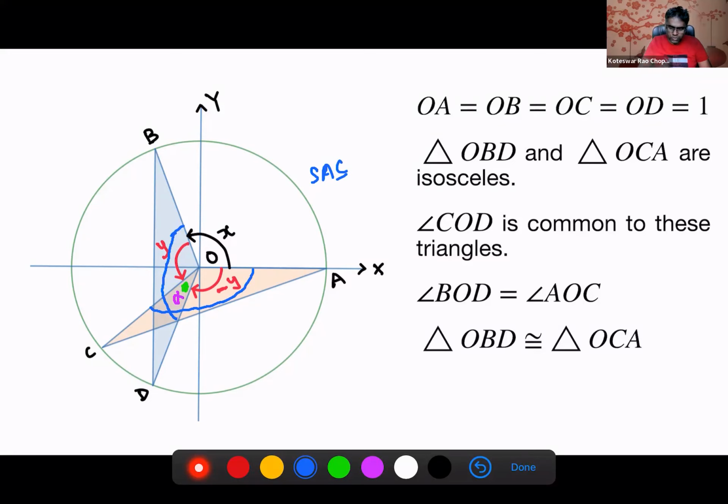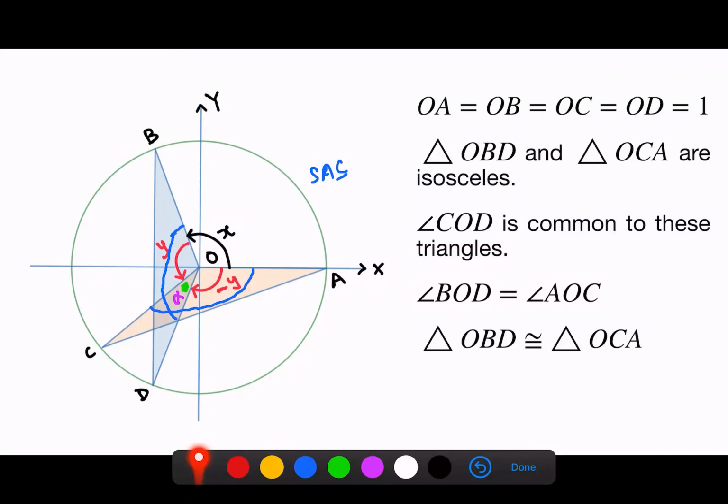I'll pause here for a minute or so. Let me know if you have any questions. We are just showing that these two triangles OBD and OCA are congruent by showing that OB is equal to OC, and OD is equal to OA, and the angle between those two corresponding equal sides, whose magnitude was y plus alpha, is equal. So they are congruent.